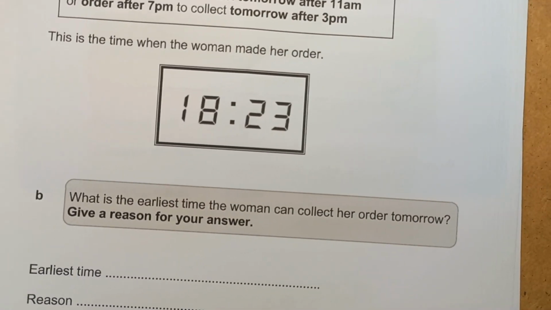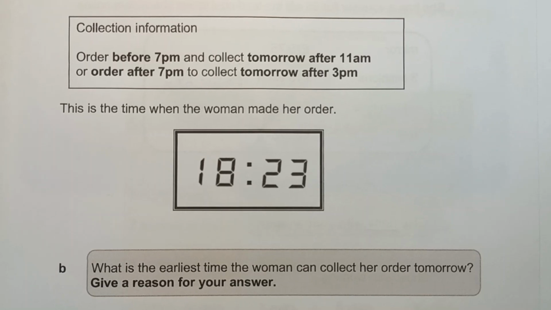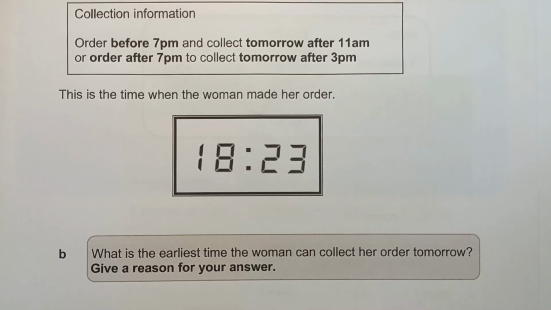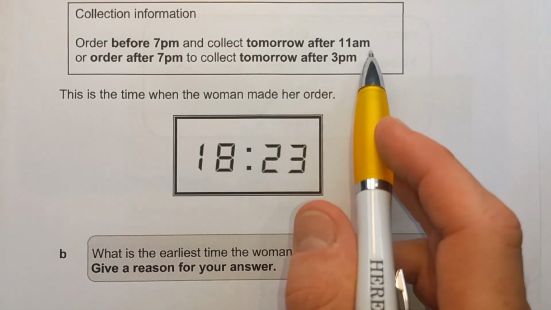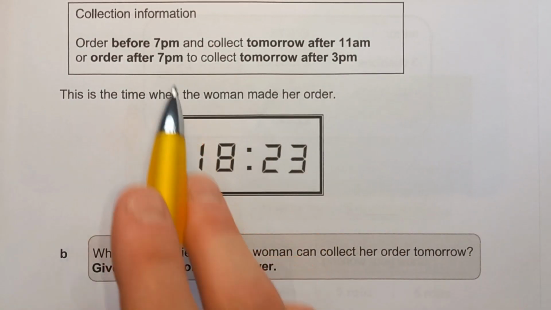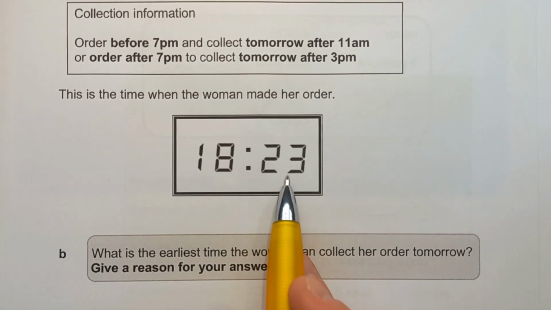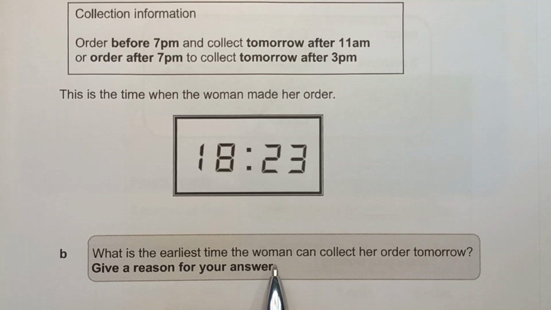We've got another part. So question 5. Collection information. Order before 7 p.m. and collect tomorrow after 11 a.m. Or order after 7 p.m. and collect tomorrow after 3 p.m. This is the time when the woman made her order. What's the earliest time the woman can collect her order tomorrow? Give a reason for your answer.